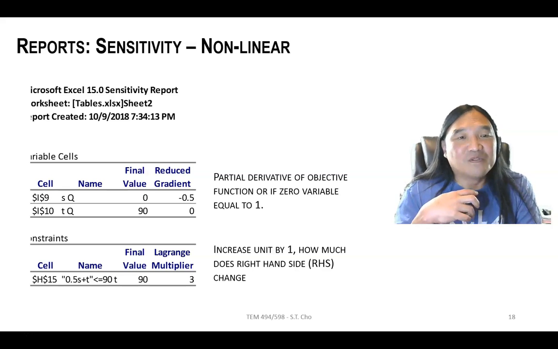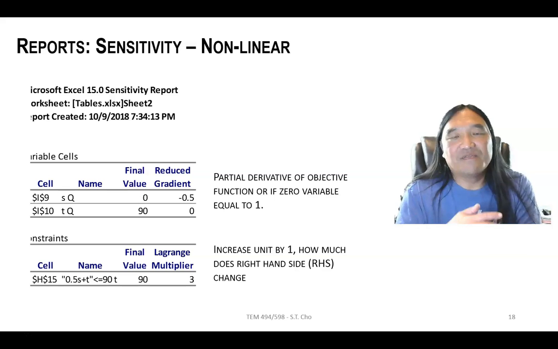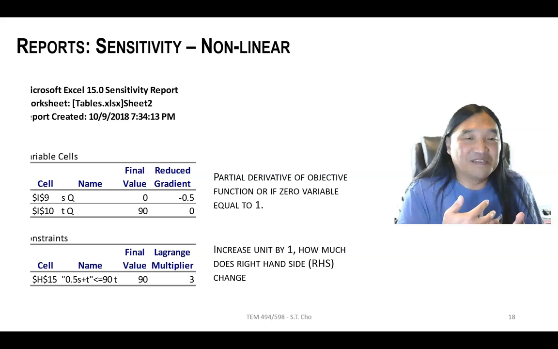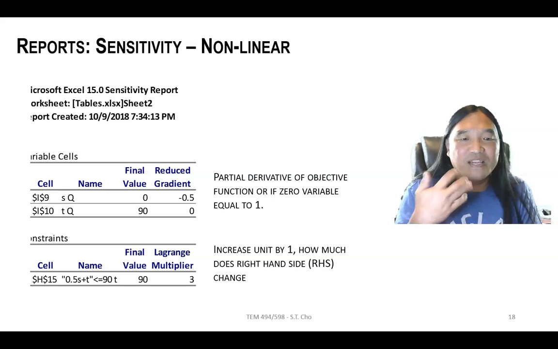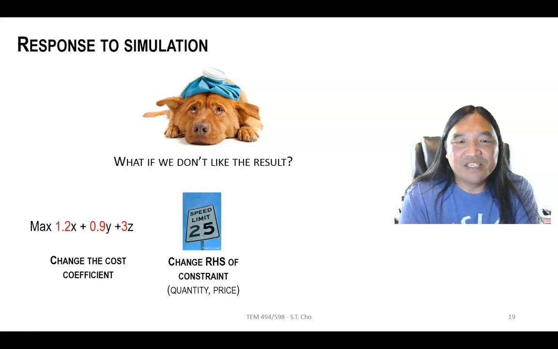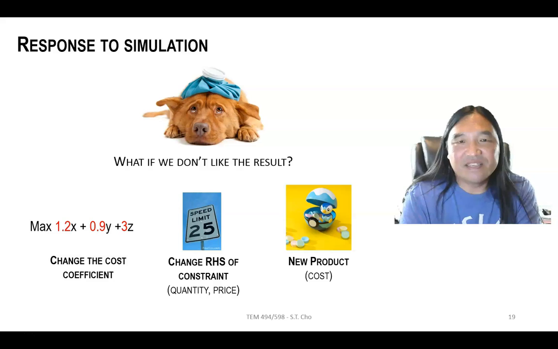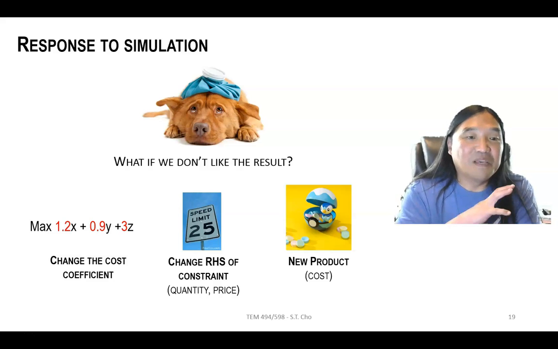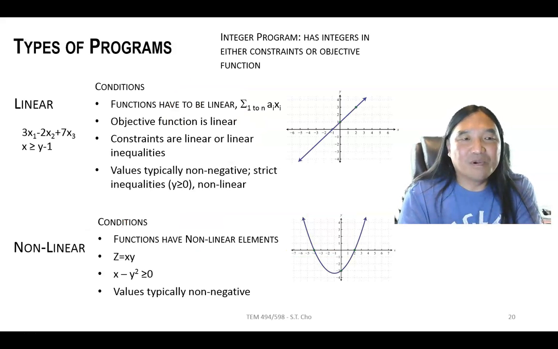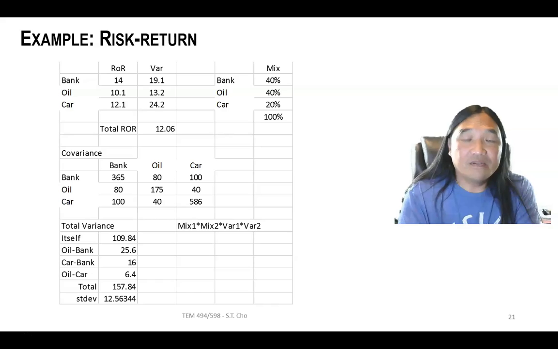And once again, there's also nonlinear sensitivities for functions that aren't linear. And so what they do is they look at gradients because you can only look at it over a small finite space. So in terms of simulation, again, if I don't like the result, I can change the cost coefficient, I can change the right-hand side, or I can make a totally new product, which has totally different variables to it. Here are the types of programs. Linear is most common. There's also nonlinear functions and elements, and those get a little trickier. And there's also integers, absolute values.